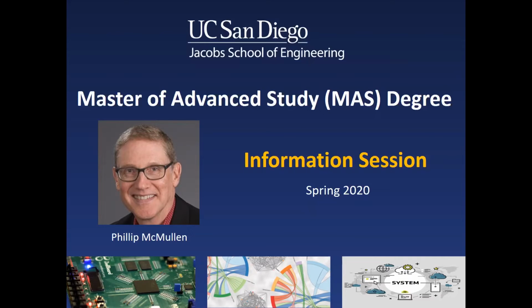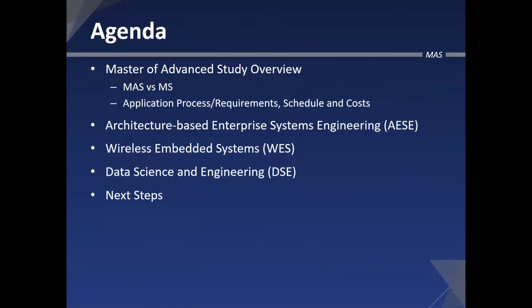So let's get started. What I'm going to cover today is general information about all the programs, the application process, schedules, costs, that sort of thing. And then I will drill down more into the three programs: architecture-based enterprise systems engineering, wireless embedded systems, and data science and engineering.